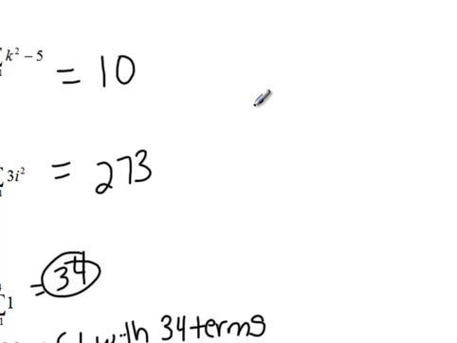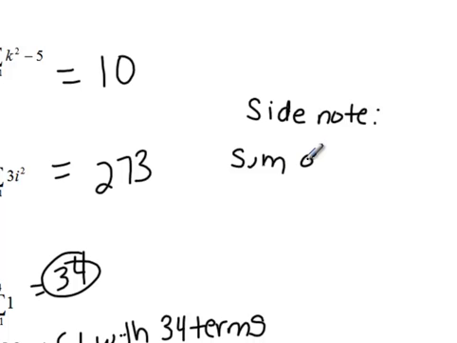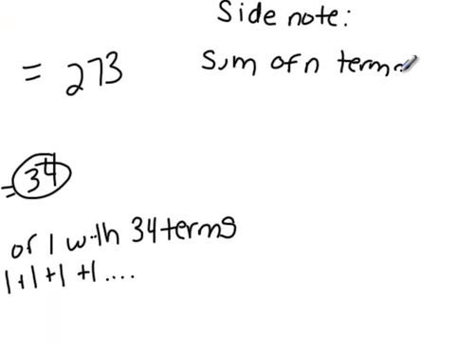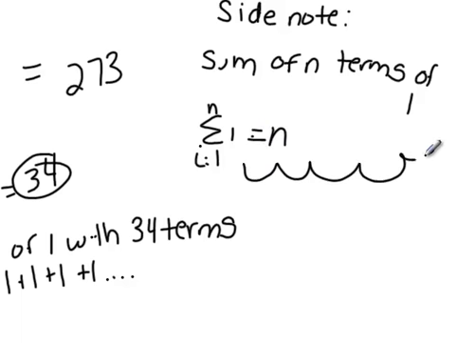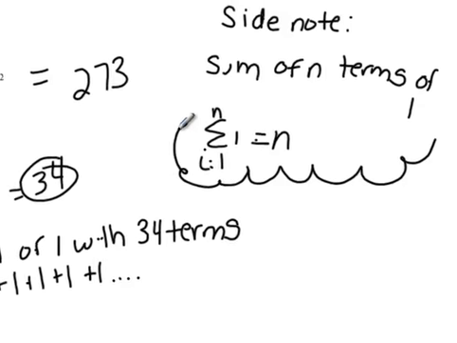So here's a little side note. So the sum of n terms of 1 is just that number. So it will look like this, where we have the sum from i equals 1 to n of 1 is simply going to equal n. So just keep that in mind. So that'll be an easy test question if it does come up.